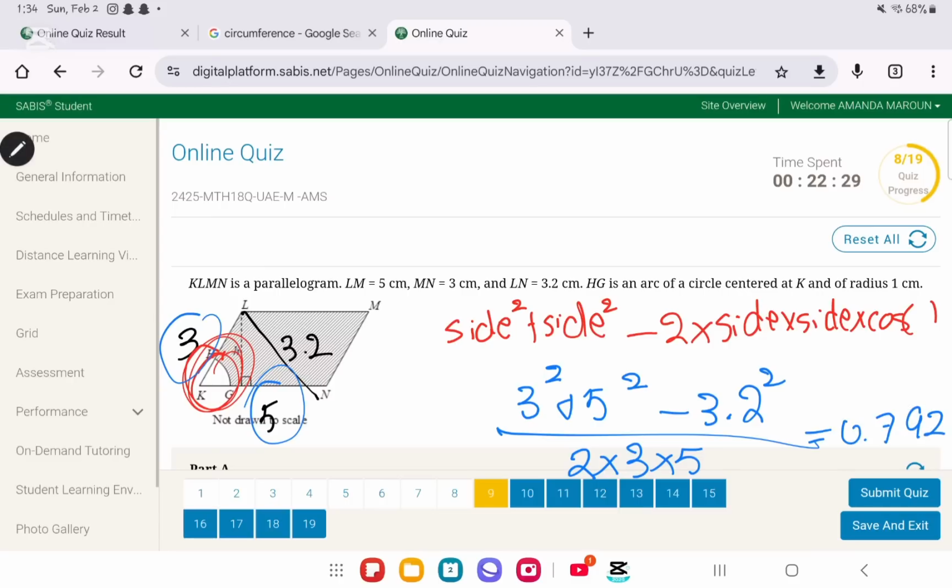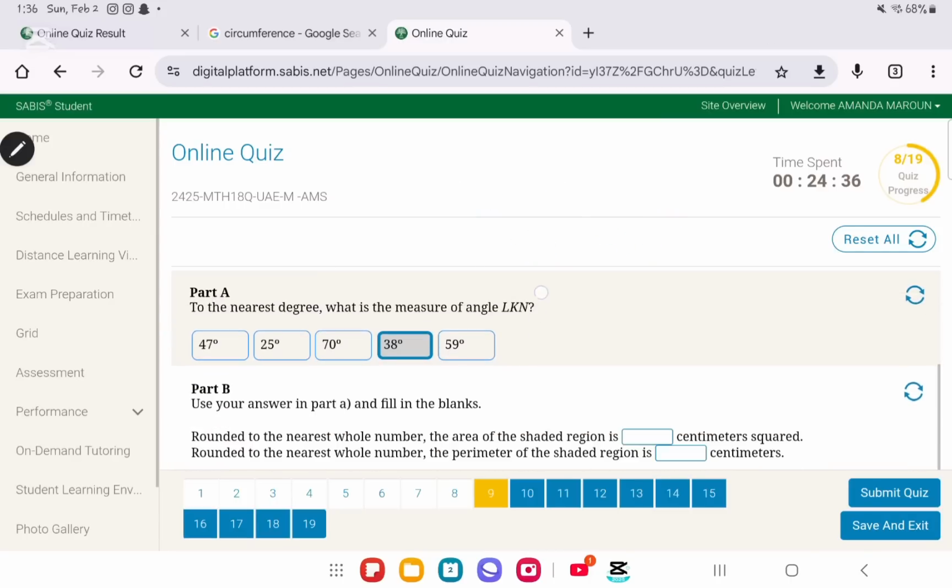We are going to get an answer of 0.792. Then on your calculator, you're going to do shift cosine of the answer, and you get approximately 38 degrees. It's actually 37.6, so rounded to 38 degrees.